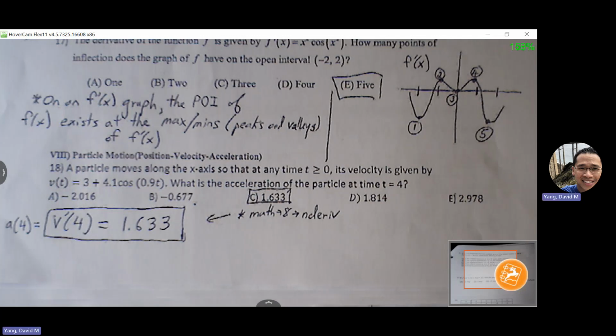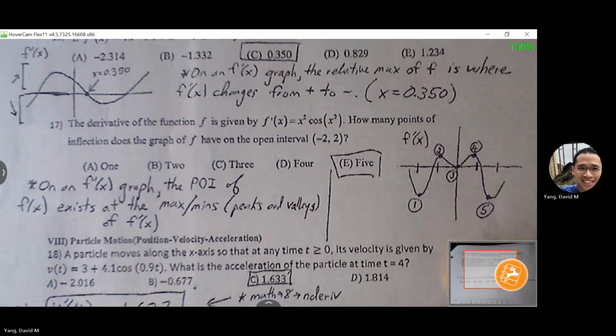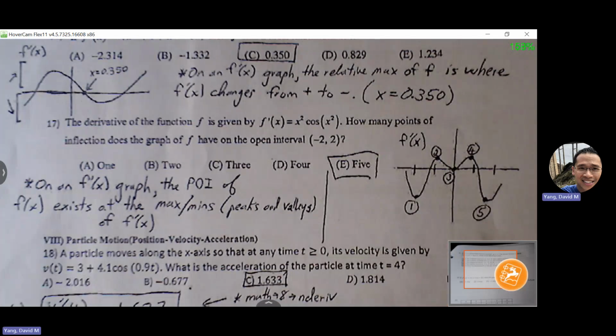Are you from 16 or 17, like above? Oh, right, above it. That x-intercept is at 0.350.